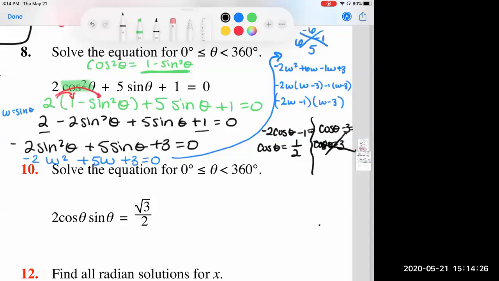When is cosine a half? Cosine is a half in, you want degrees. Cosine is a half at 60. Also a half at 300.